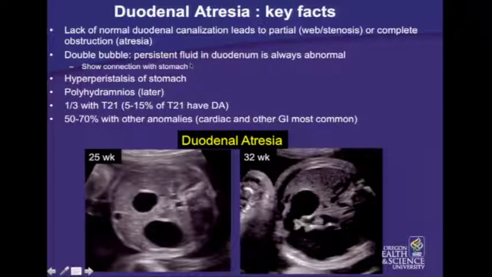Duodenal atresia occurs because of a lack of normal duodenal canalization, which can lead to partial or complete obstruction. So when it's partial, it may be duodenal web or stenosis, or complete would be a true atresia.